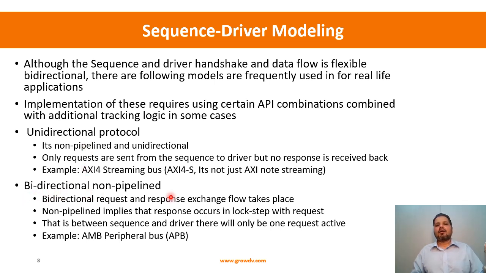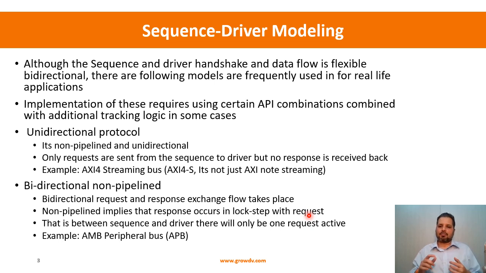Then we have the bidirectional non-pipelined model. A bidirectional request and response exchange flow takes place, right? The sequence can send a request to the driver, and the driver can do something and send a response back. So it is bidirectional, but it is non-pipelined. What that means is the response occurs in lockstep with the request. The request completes and then only the corresponding response is sent back, and then only the next request starts off, right? So the request and the response are executing in a mutually exclusive way.